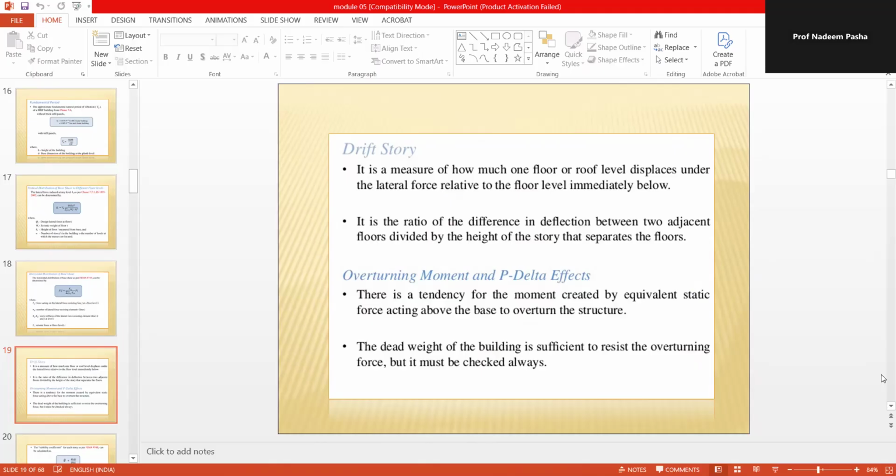Overturning moment and P-delta effect. There is a tendency for the moment created by the equivalent static force acting above the base to overturn the structure. The dead weight of the building is sufficient to resist the overturning force, but it must always be checked. So what is overturning moment and P-delta effect? There is a tendency for the moment created by equivalent static force acting above the base to overturn the structure.